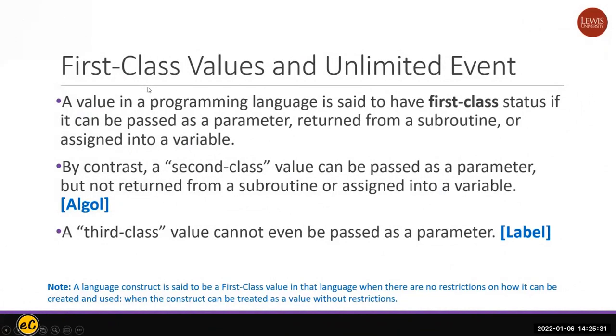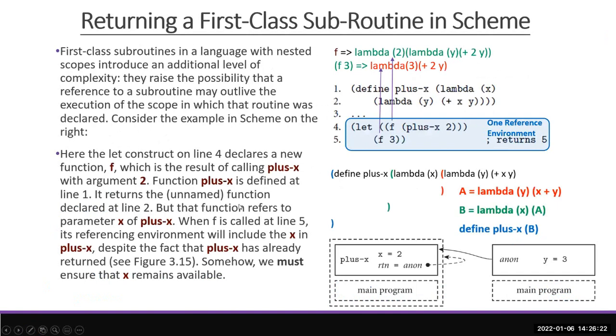First class values and unlimited extent. A value in a programming language is said to have first class status if it can be passed as a parameter, returned from a subroutine, and assigned to a variable. What this means is that if your object or function can be treated as a parameter, as a return value, and used in every situation, we call it first class status. By contrast, some values can only be passed as a parameter. We call that second class, as in Algol. And a third class value cannot be passed as a parameter; a label is an example of a third class value.